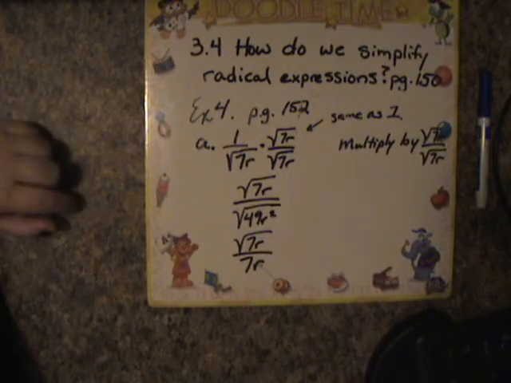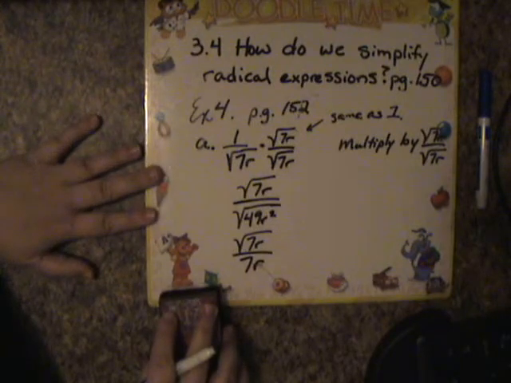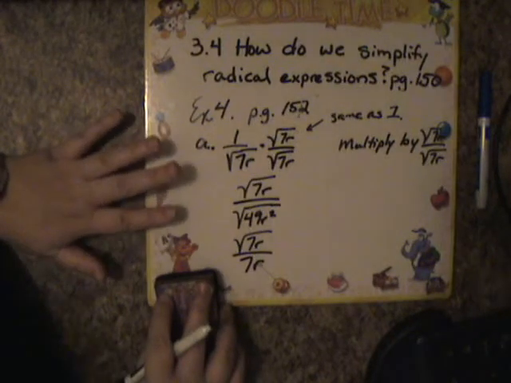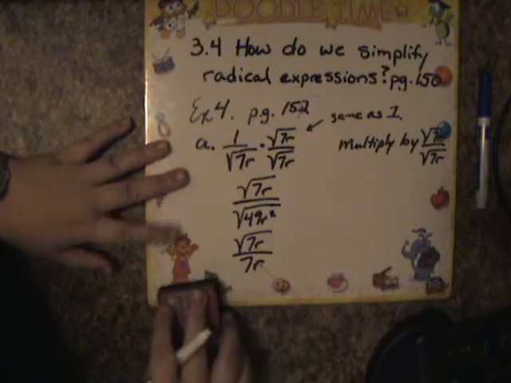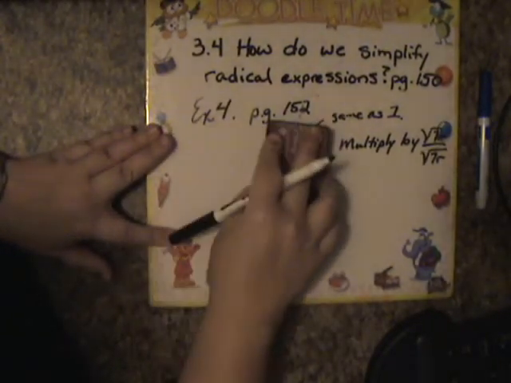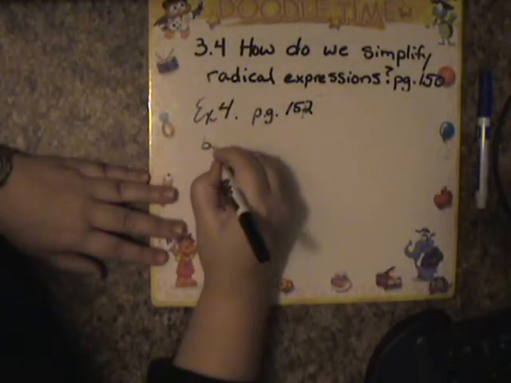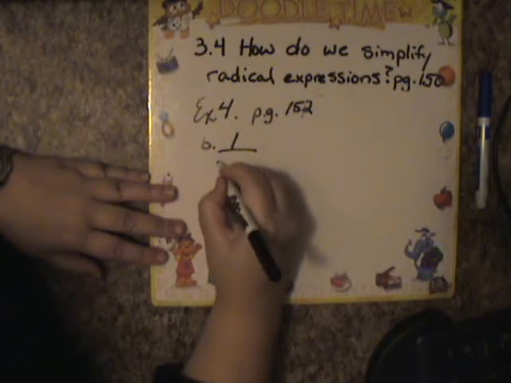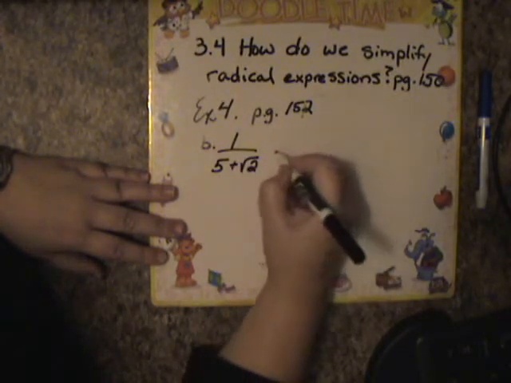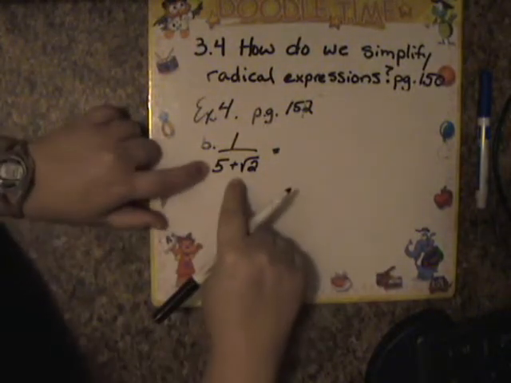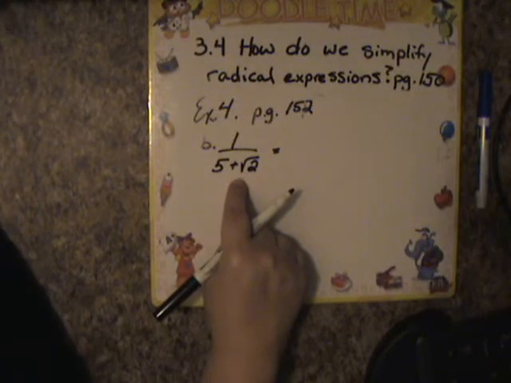Now some problems are more complex when we get to B, and this is where knowing your factoring is going to come in. Let's look at that one. So for B, we have simplify 1 over 5 plus the square root of 2. Now, whenever we do this, what we're going to use is, remember when we talked about the conjugates?